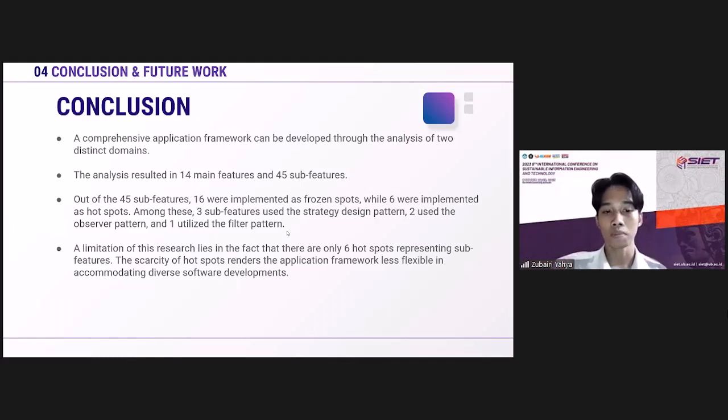The limitation of this research lies in the fact that there are only 6 hotspots representing sub-features. The scarcity of hotspots renders the application framework less flexible in accommodating diverse software development.